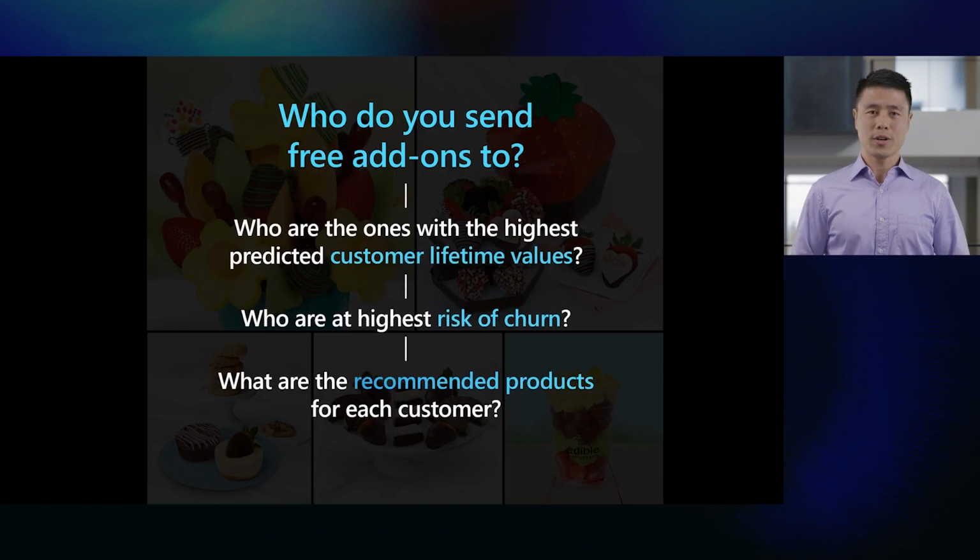Imagine you're a marketing manager, and you want to kick off an email campaign for free add-ons. Who should you send them to for the best return on that investment? To answer that question, we need to answer a few other questions, and we'll use AI to unlock those insights. We want AI to predict who are the customers that have the highest customer value in the next few months? Who are the customers most likely to churn? What are the recommended products you should put in that email? Let's talk about how Edible can do that in Customer Insights.